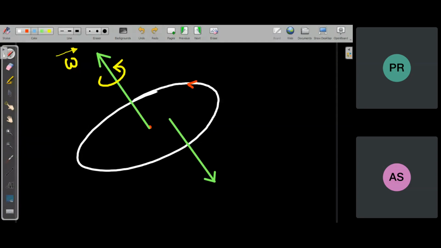Sir, similarly tangential acceleration is R alpha, we know, no, sir. So there also we need to consider it as magnitude. Yes. The tangential acceleration is also a magnitude. Alpha is also the magnitude of the alpha vector. Yes, sir.